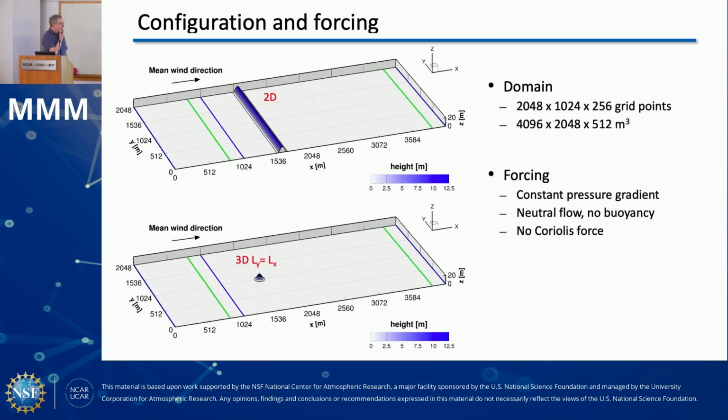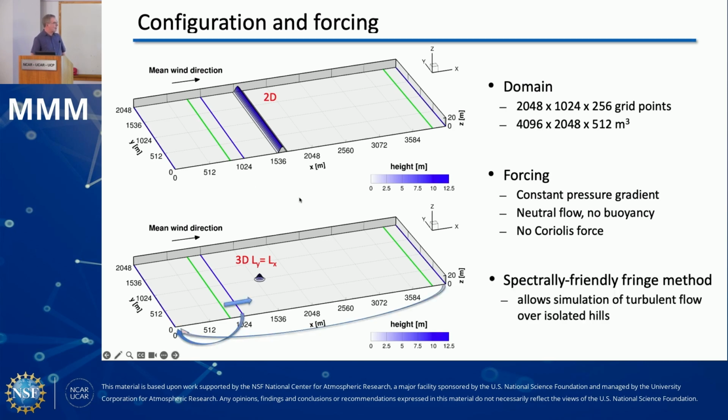Okay, now in order to make these isolated hills, we had to do some tricks with the code. So this is the whole domain from front to back. Pressure gradient driving the flow from left to right. No Coriolis turning and neutral buoyancy, just like the wind tunnel. But what I do is between the blue bars, this is periodic.